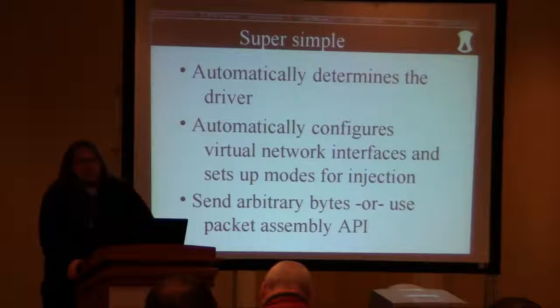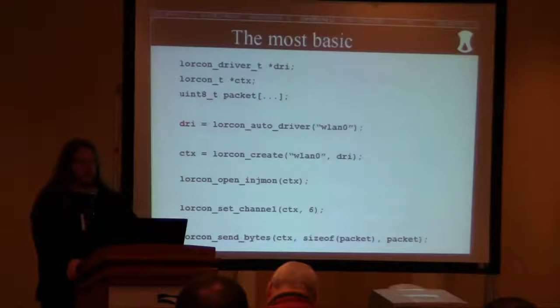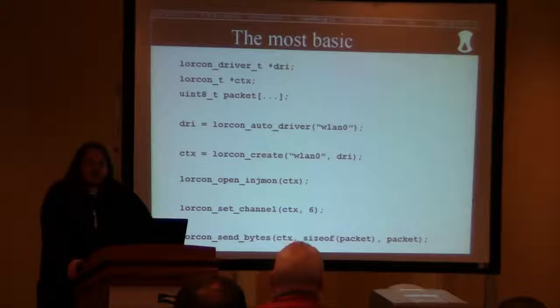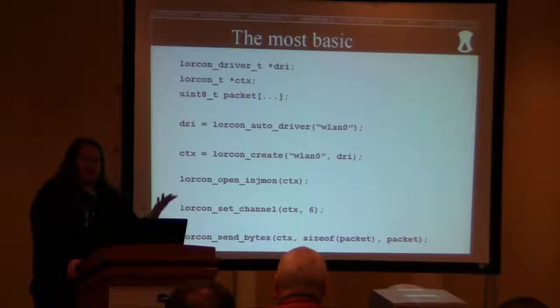You can send arbitrary bytes, or you can build packets with a simple packet creation API where you go, insert these fields, make this type of packet, add the checksum, go ruin someone's day. It really is this basic, and this is the C version, not even the Ruby version. You make a driver, find the driver for the interface, create the context, open it in monitor inject mode, set the channel to channel 6, and send a whole bunch of crap. Done. Depending on what your payload was, that's a network DOS right there.